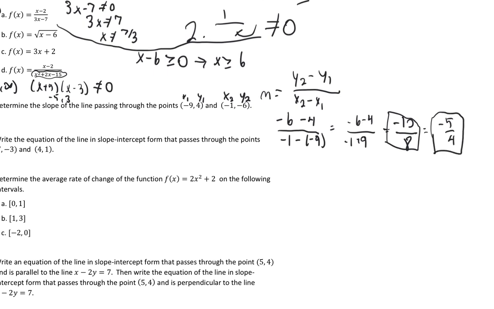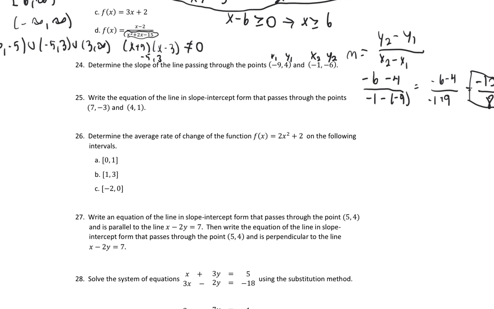They'll prefer it to be that way. But it's the same thing as minus 10 over 8. I would try to simplify it if you can. If you can't figure that out, there are bigger things to worry about. But I would try and do that.